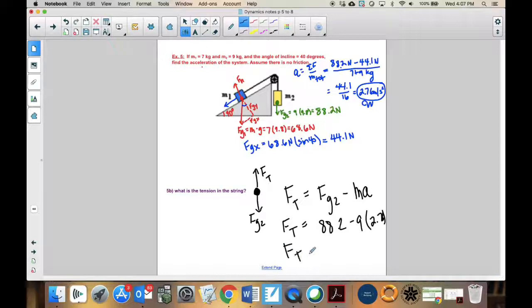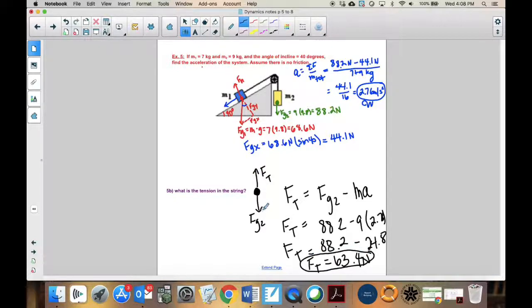And so our tension is going to be 88.2 minus, and I get 24.8. And so if I subtract that, I get 63.4. So my force of tension is 63.4 newtons.